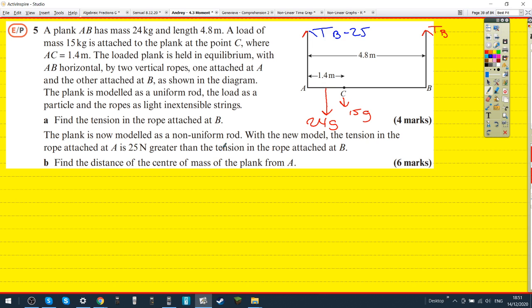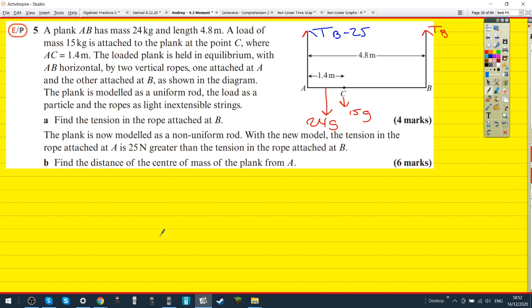Total. So this will be a different thing. Total upward force equals total downward force if it's in equilibrium. Sorry, did you say total upward force equals total downward force? Yep. If it's in equilibrium. Oh, but did non-uniform mean that it's not in equilibrium? Non-uniform means the center of mass isn't in the middle. That the 24G isn't in the very middle anymore. It's centered somewhere else.